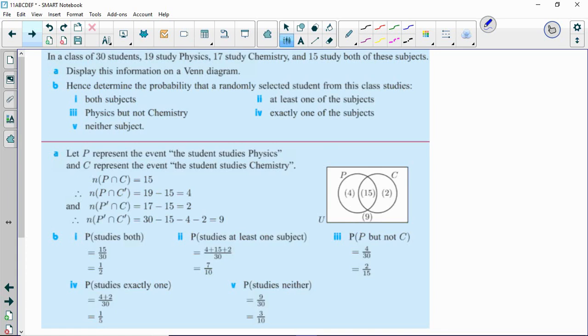Okay, this one's a little bit more exciting. So we've got a class. It's back to Venn diagrams from before, right? This is a much more thrilling Venn diagram than the earlier one was. So we'd have to make our Venn diagram.